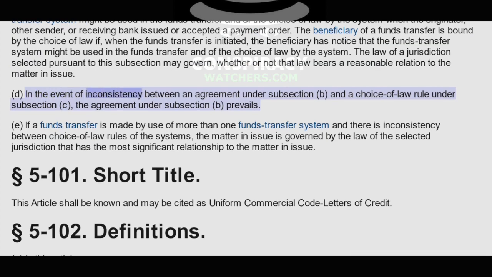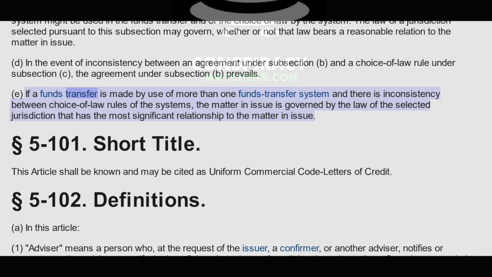In the event of inconsistency between an agreement under subsection and a choice of law rule under subsection, the agreement under subsection prevails. If a funds transfer is made by use of more than one funds transfer system and there is inconsistency between choice of law rules of the systems, the matter in issue is governed by the law of the selected jurisdiction that has the most significant relationship to the matter in issue.